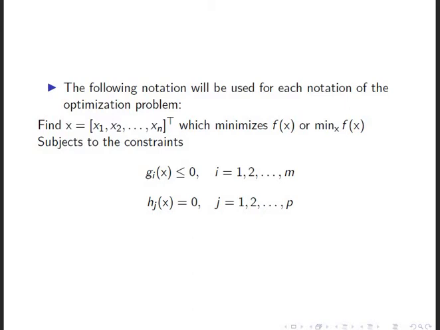An optimization mathematical problem can be stated as follows. Here, x is the decision vector with n variables and f of x is the objective function, while g_i of x is the inequality constraint and h_j of x is the equality constraint. Here all x_i variables are considered to be positive.